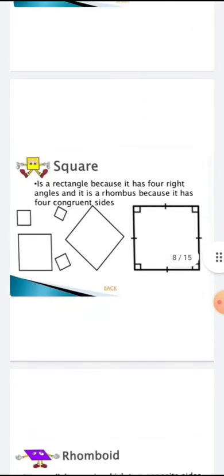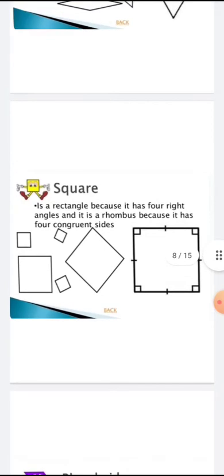Then we study the square. A square is also a rectangle in which all the sides are equal and all angles are 90 degrees. A square is a rectangle because it has 4 right angles, and it is a rhombus because it has 4 congruent sides. So in a square all sides are equal and all the angles are equal to 90 degrees. This is the speciality of the square.